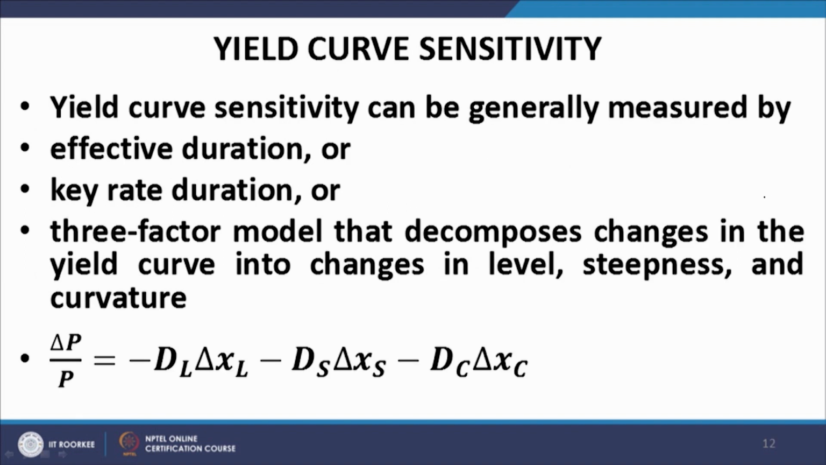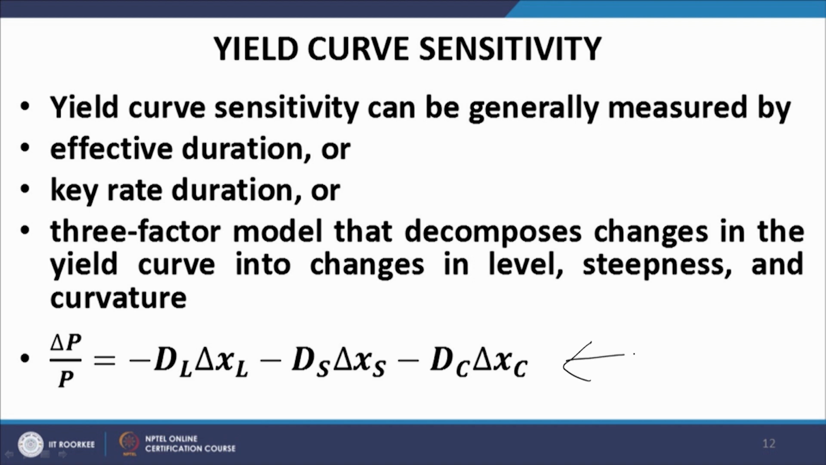Then we have the yield price sensitivity. It can be measured in terms of the effective duration, which is a term analogous to modified duration. We have a new term which is called the key rate duration, which I will explain later, and then we have the 3-factor model, which I have introduced just now.